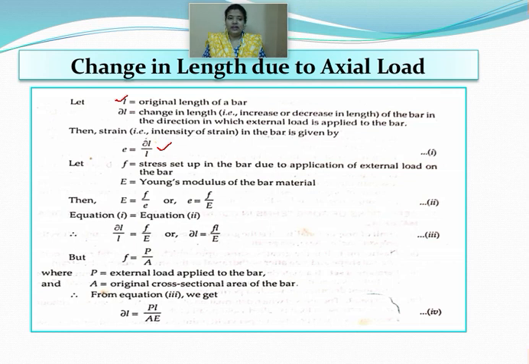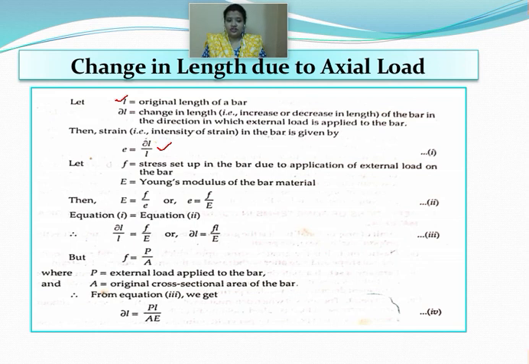Now, the stress is represented as the stress set up in the bar due to the application of external load on the bar. As I was telling, it can be represented by F or it can be represented by sigma. So stress is none other than the stress that has already been set up in the bar due to the application of the external load over the bar.